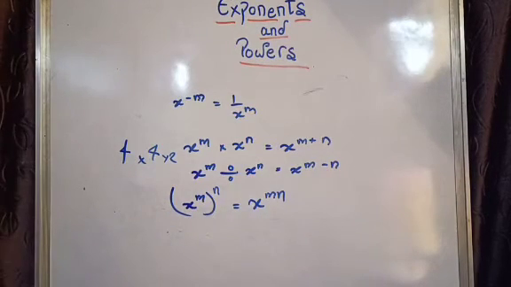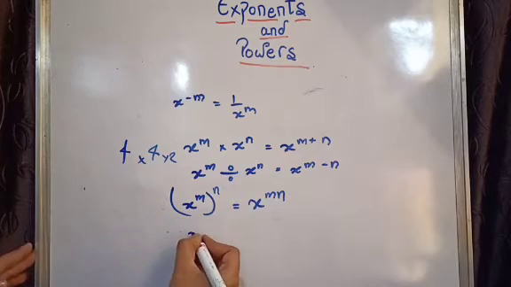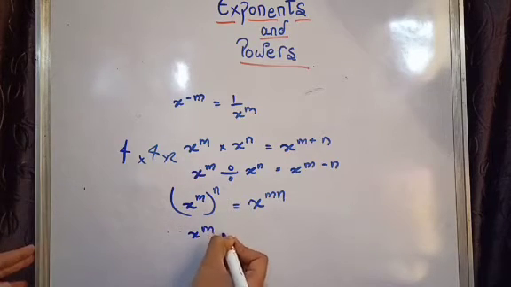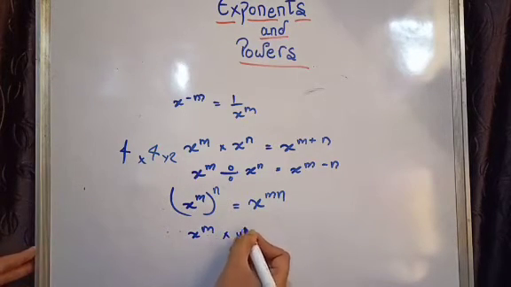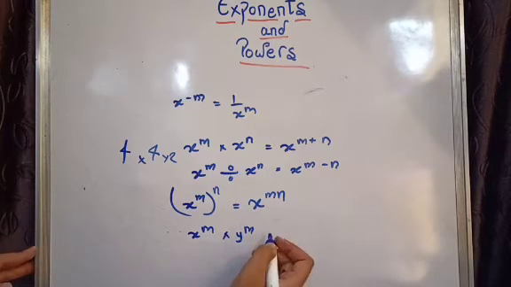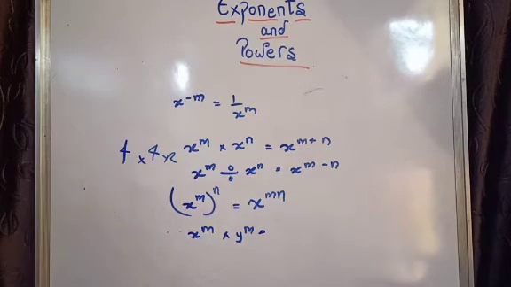Now I am going to discuss the 5th law, which is x to the power of n multiplied by y to the power of n, which results in (xy) whole to the power of n, meaning x to the power of n multiplied by y to the power of n. Now how will it result? I think you have solved this type of question before.